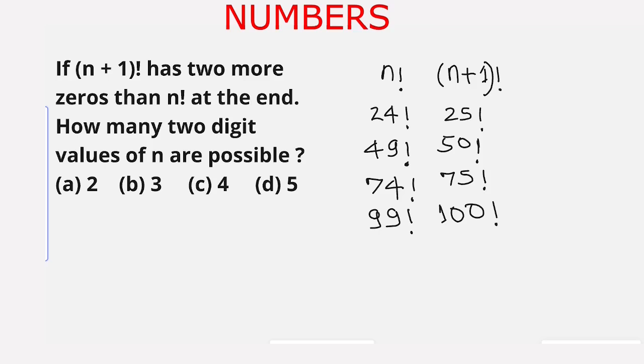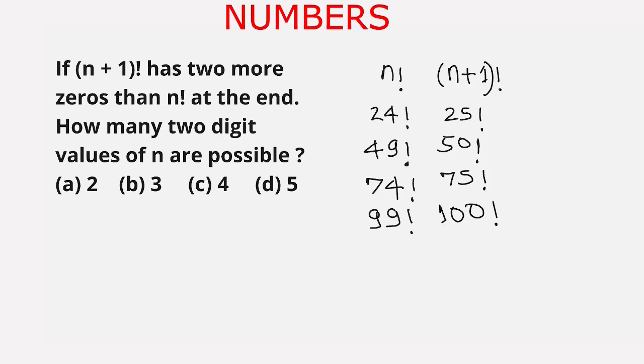Therefore, n has 4 values for which n factorial and n plus 1 factorial have a difference of 2 zeros at the end, and those values of n, which are 2-digit numbers, are 24, 49, 74 and 99. So these are the 4 values of n. All the 4 numbers are 2-digit numbers as asked in the question.